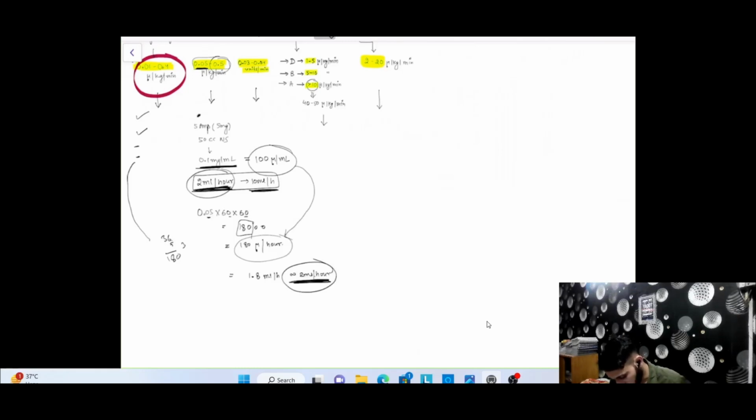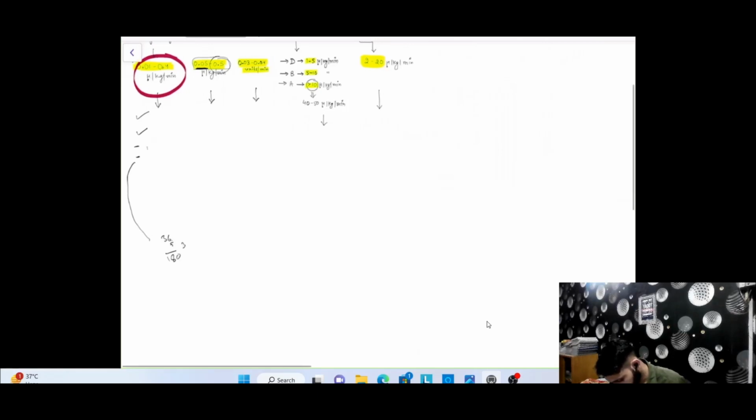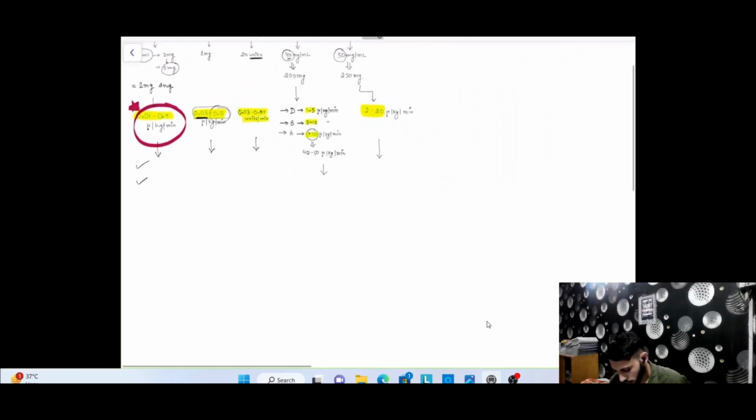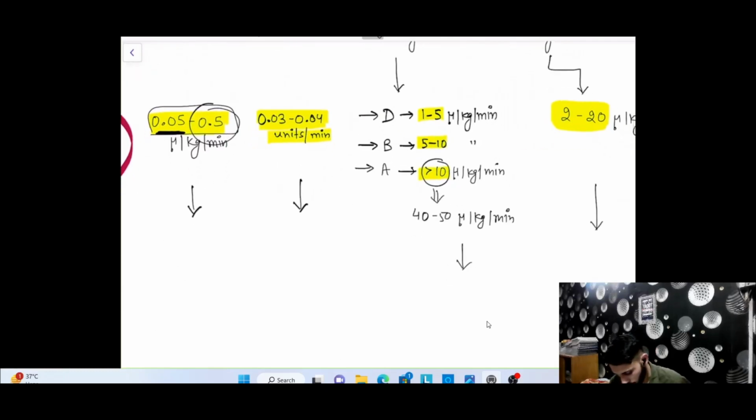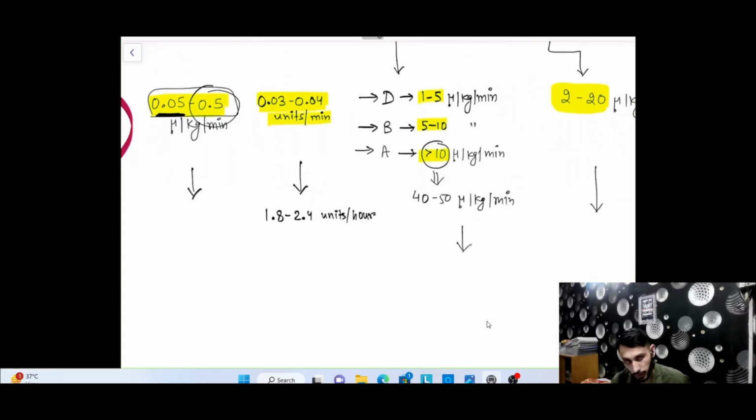Let's clear this as well. So with vasopressin now, as we remember that it comes in units. If I convert this unit into per hour, that will be 1.8 to 2.4 units per hour. And how do we dilute this vasopressin? We take 2 vials, because 1 vial contains 20 units, that will be 40 units, diluted in 40 ml of NS.